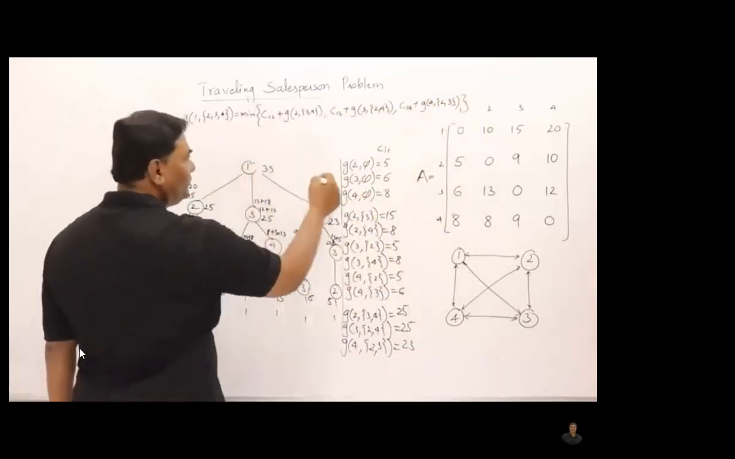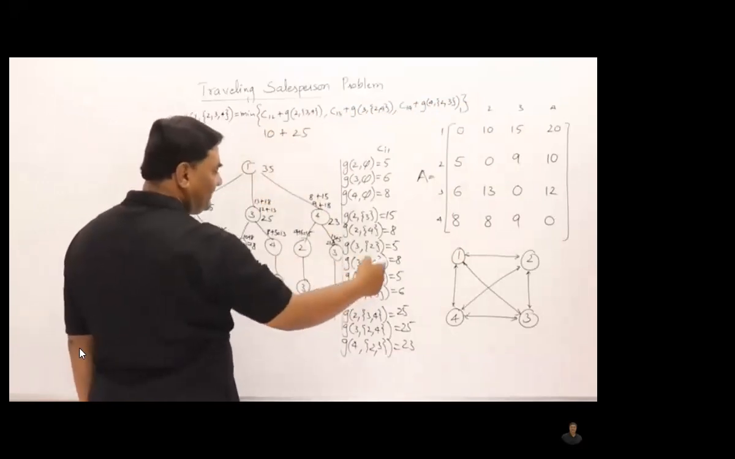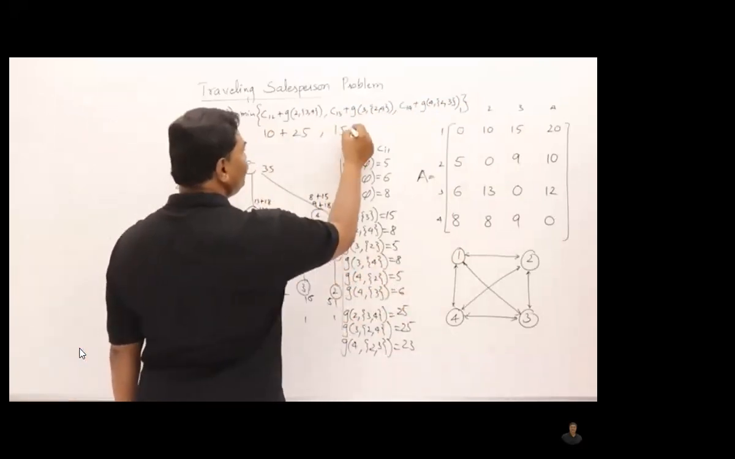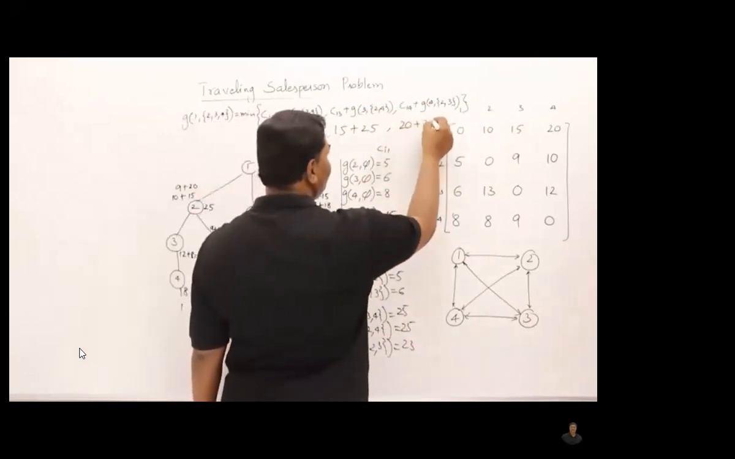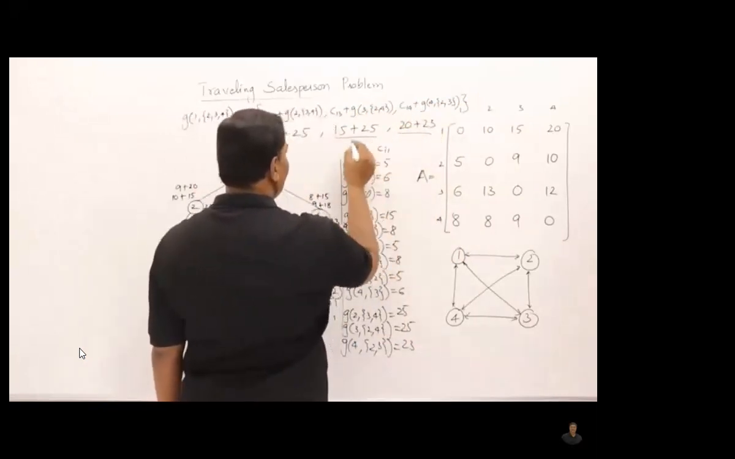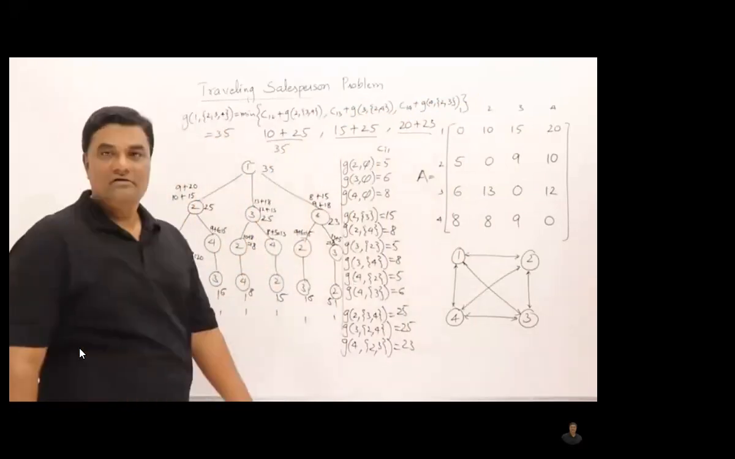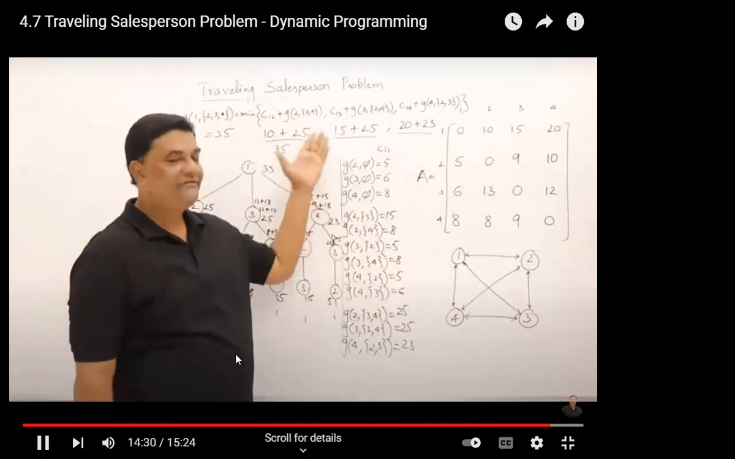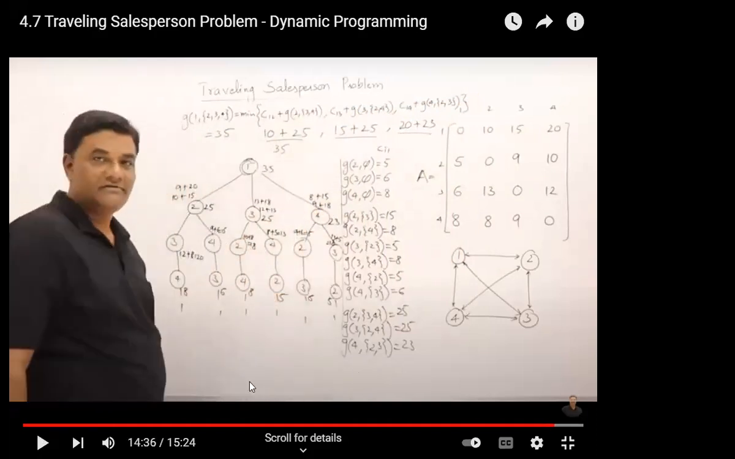Out of this, which is minimum? C of 1 to 2, 1 to 3, 1 to 4, I need. So this is 10, 10 plus this was 25. Here, I already have this. Then this is 15 plus 25. Then the last one is 20 plus 23. So this is 43, and this is 40, and this is 35. So yes, the answer is 35. So if you prepare these values by using the formula, you can get the answer. This is how the traveling salesperson problem works.